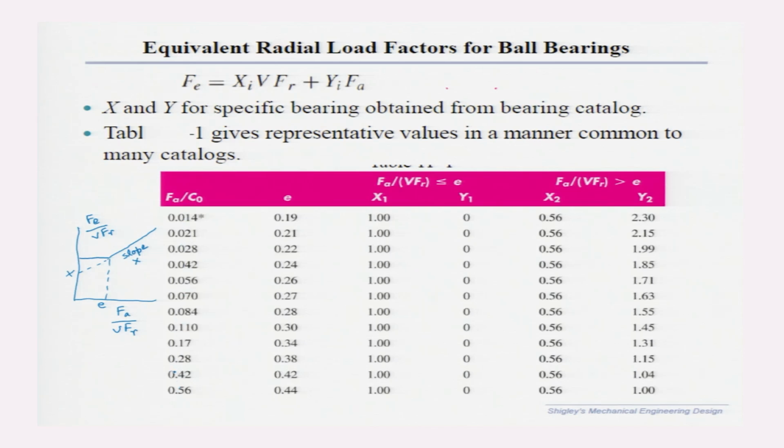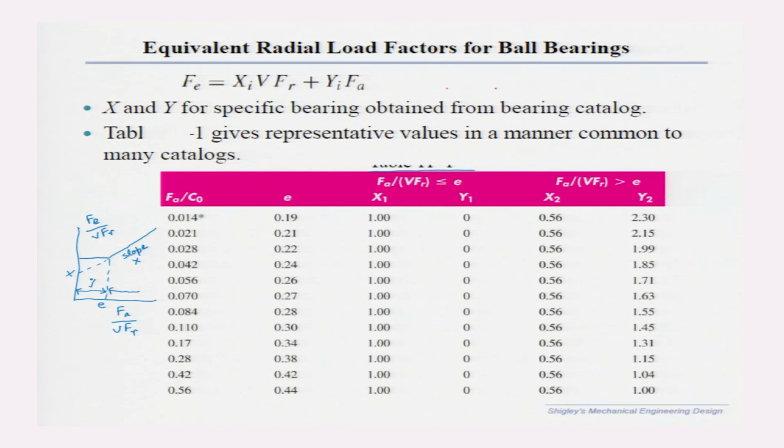So let you have a bearing, and that bearing has the value of C0. So get the ratio, the axial force divided by C0, and correspondingly the value of e is there. And then after getting e, now you have two values depending on the value of Fa upon VFr, less than or equal to e, whether you are in this zone or you are in this zone.